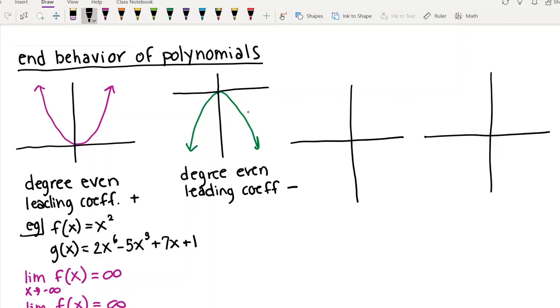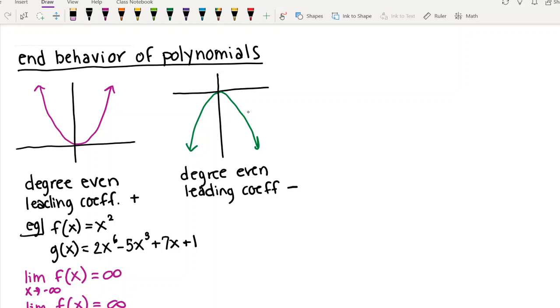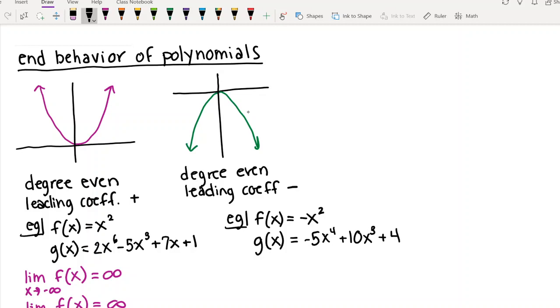Well, then you're going to have, and maybe I'll just put these on the next line. It happens when I try to organize myself ahead of time, it doesn't work. So if you have a degree that's even and a leading coefficient that's negative, that means your graph is going to look kind of like negative x squared. Another example of a function that has that same end behavior would be negative 5x to the fourth plus 10x cubed plus 4, because it's really just that first term that controls what the whole graph looks like.